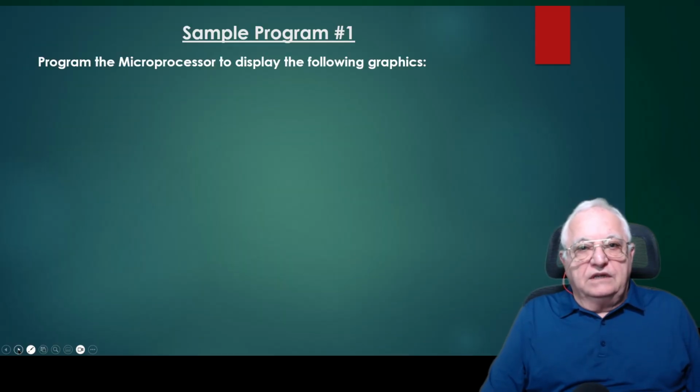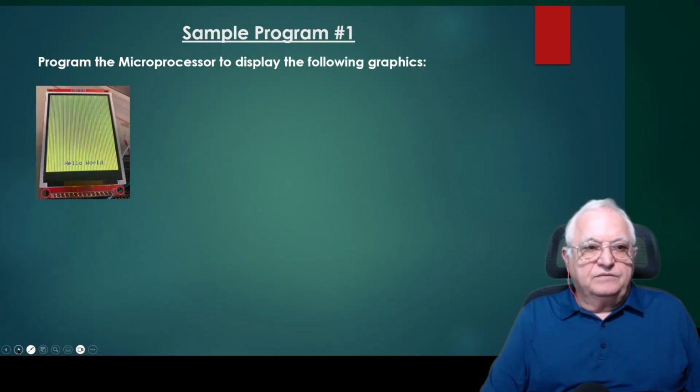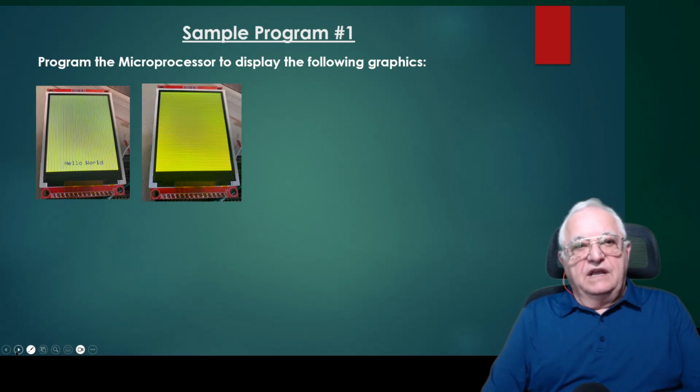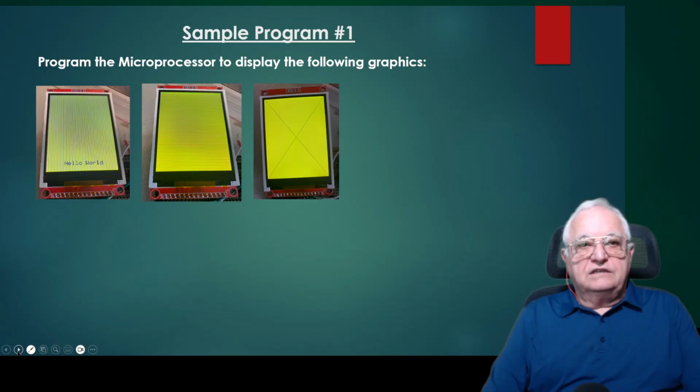So let's look at the first sample program. The program has the microprocessor display the following graphics. We're going to display lines that are vertical, then lines that are horizontal, then we'll just draw an X, kind of showing that things are working the way they're supposed to.